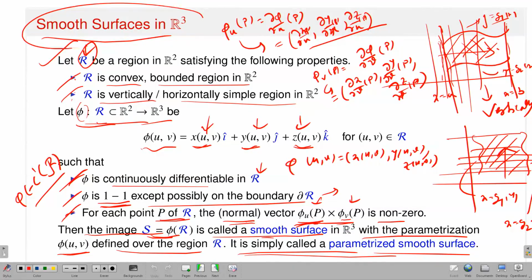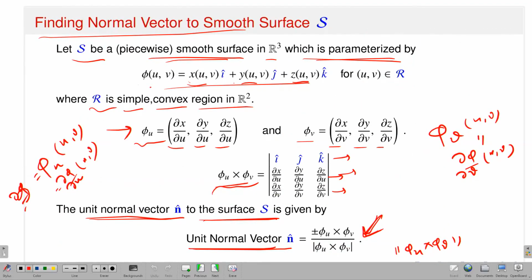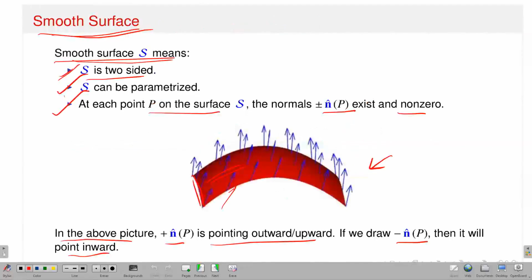So smooth surfaces in R3, this is the definition. The region R should be very nice, and this is the corresponding parametric representation, and it should satisfy a couple of properties. These are the examples, then these are the normal vectors, and in terms of normal vectors you can also think about smooth surfaces in this way. It should be two-sided, it should be parameterized, and at each point P in the surface you have the existence of an outward normal and an inward normal.